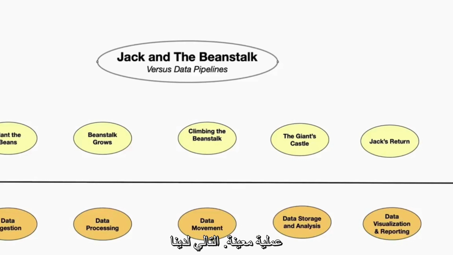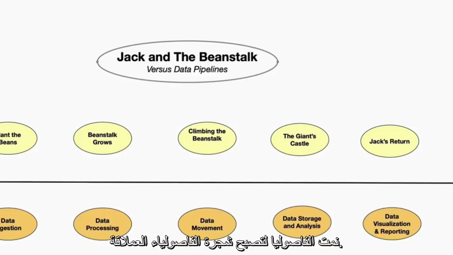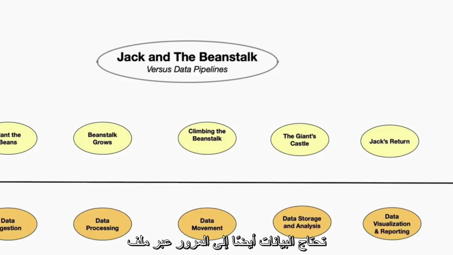Next step, we've got the growth of the beanstalk. Data processing is a very similar scenario. As the beans grew into a giant beanstalk, the data also needs to go through a transformation process. In data processing, raw data is cleaned, validated, aggregated, and summarized to provide meaningful and high quality data.